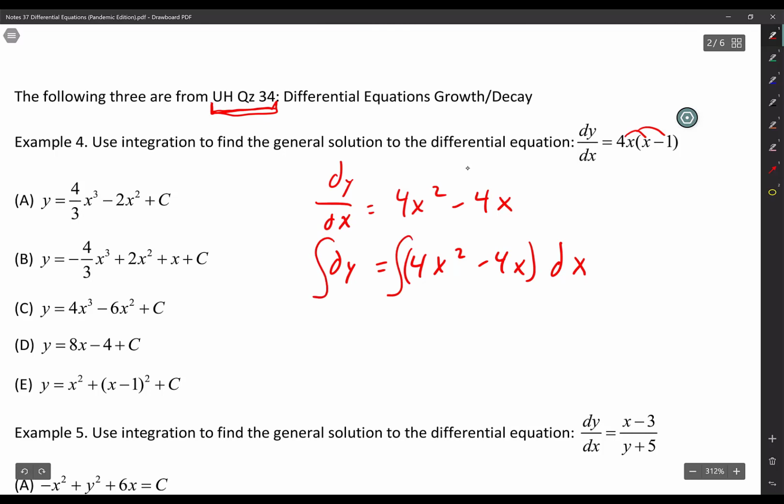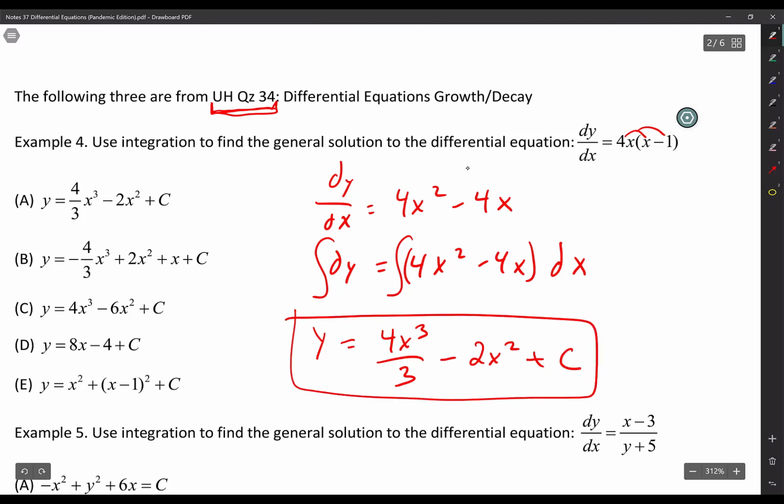An antiderivative. That will get rid of the dy and dx because of FTOC. So this just turns into y equals 4x cubed over 3 minus 4x squared over 2, which is 2x squared, plus c. And I look for that answer. And there it is.